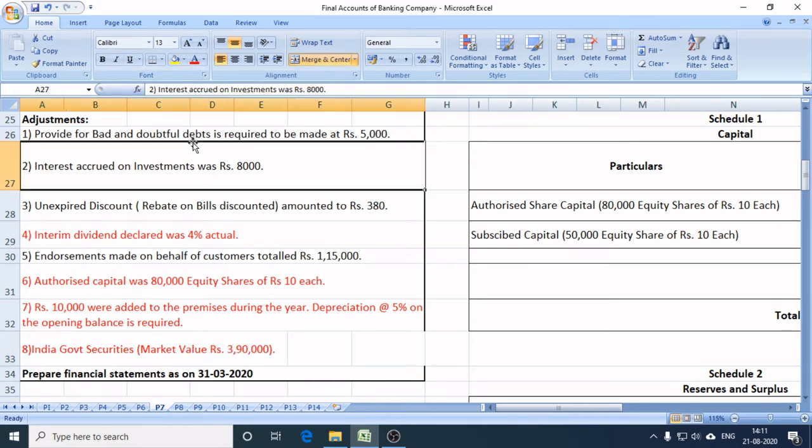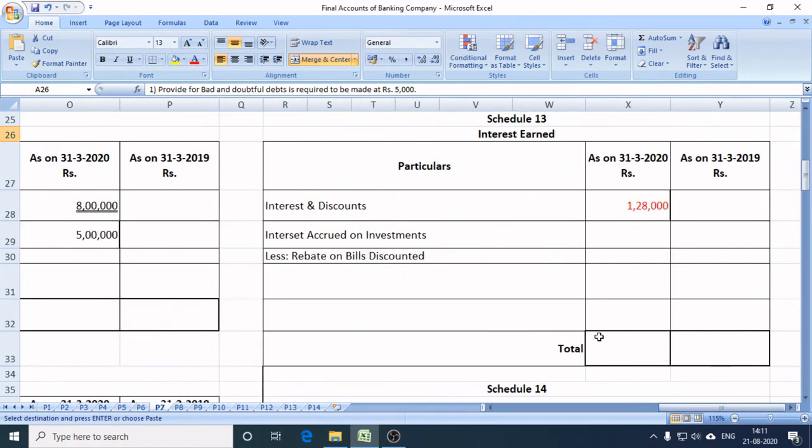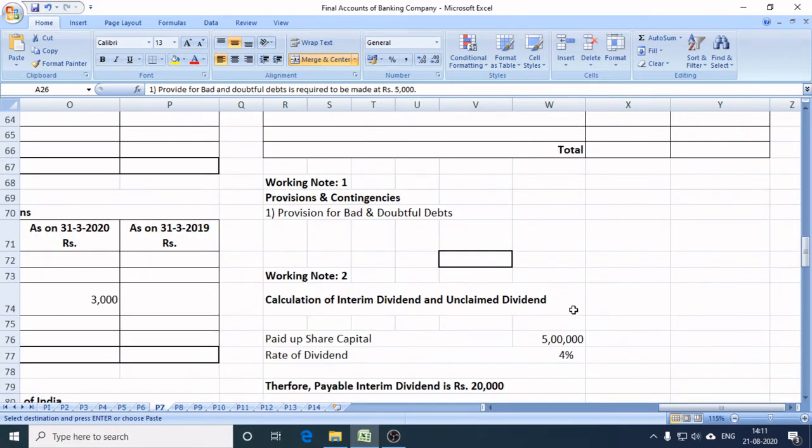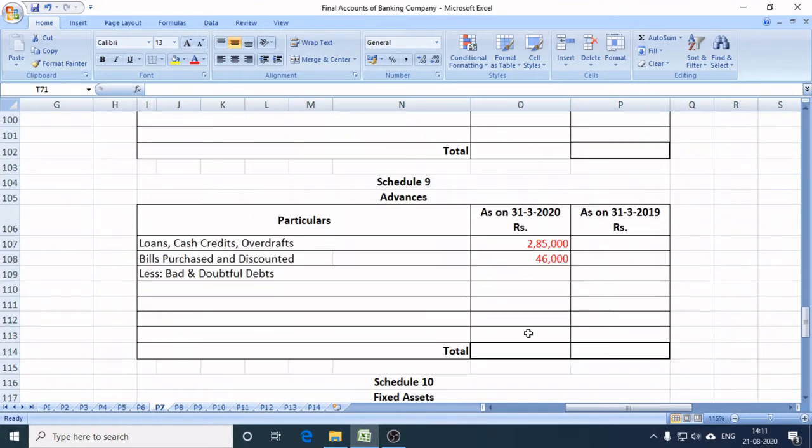Okay, now make a provision for bad and doubtful debt, rupees 5,000. The first effect we have to record under provisions and contingencies, working note number 1, that is provisions made for bad and doubtful debt, rupees 5,000. And the second effect, we have to deduct it from schedule number 9, advances, that is rupees 5,000, shown in brackets.